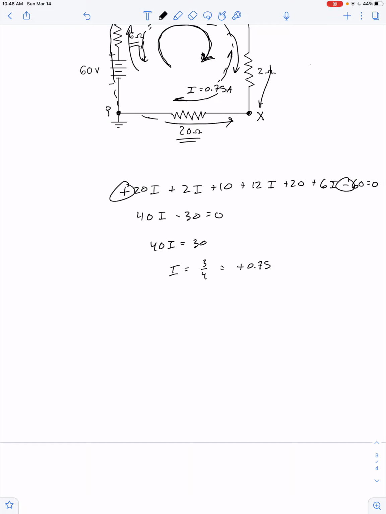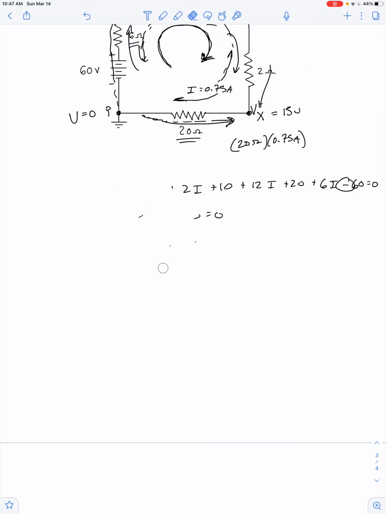So to go from point P to point X, we trace to the right, which is opposite the direction of current. So if the electric potential right here is 0, then the electric potential at point X should be higher by a value equal to 20 ohms times 0.75 amps, or 3/4 of 20 if you prefer. So the electric potential at point X, I believe, is 15 volts. Now let's see if that's the value we get when we trace the long way from point P to point X.